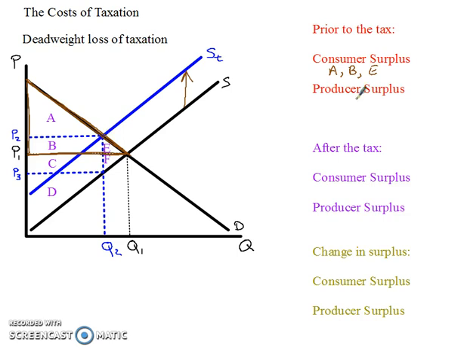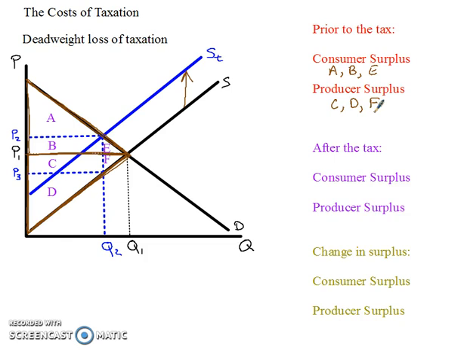The original producer surplus was the area below the price and above the supply curve. So that's going to be this triangle right here. That was the producer surplus prior to the tax, and that was areas C, D, and F. That was the area below the price and above the supply curve. And remember, this is happiness. This is the happiness that the consumer is getting that he didn't have to pay for, and this is the producer getting paid above and beyond what was necessary to get them to produce the good.